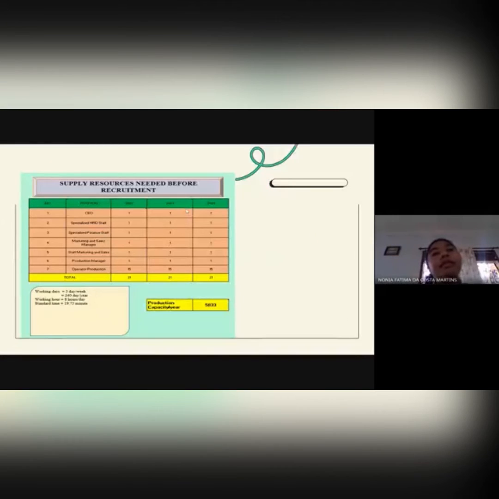So next we have the HR plan. This is the supply resource needed before recruitment. In 2022, 2023, and 2024, the total is the same, which is 21. The working days are 5 days per week, and the working hours are 8 hours per day. Standard time is 19.775 minutes. Production capacity per year is 5,830.